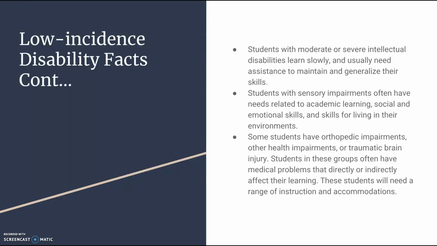Students with moderate or severe intellectual disabilities learn slowly and usually need assistance to maintain and generalize their skills. Students with sensory impairments often have needs related to academic, learning, social, and emotional skills, and skills for living in their environments. And some students have orthopedic impairments, other health impairments, or traumatic brain injury.